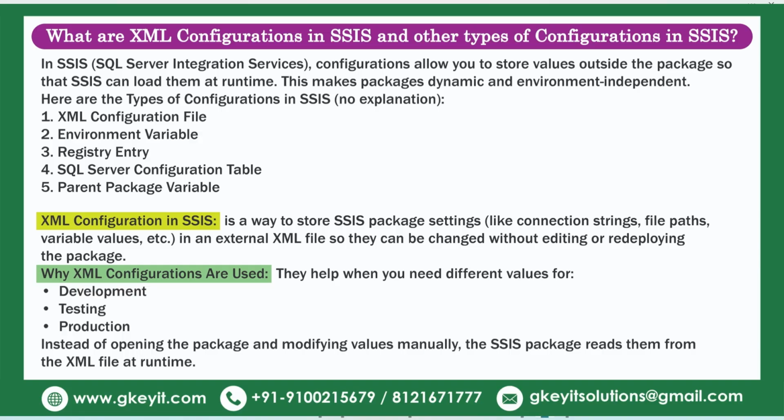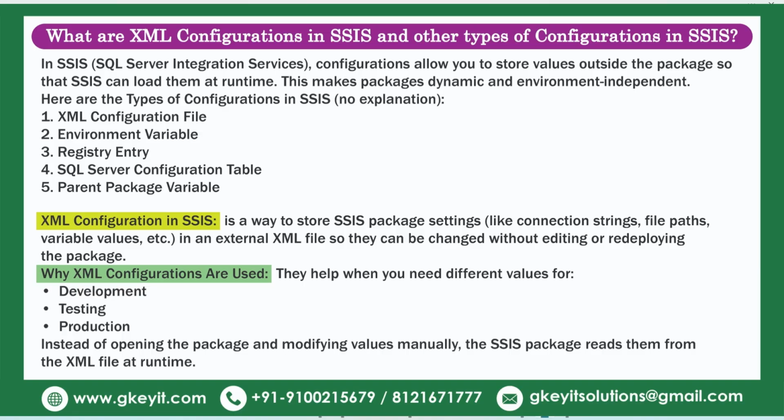Here are the types of configurations in SSIS. One is XML configuration file, second one is environment variable, third is registry entry, fourth would be SQL Server configuration table, and fifth one would be parent package variable. In this training session, we are going to discuss XML configuration in SSIS. XML configuration in SSIS is a way to store SSIS package settings like connection strings, file paths, variable values, etc. in an external XML file, so they can be changed without editing or redeploying the package.